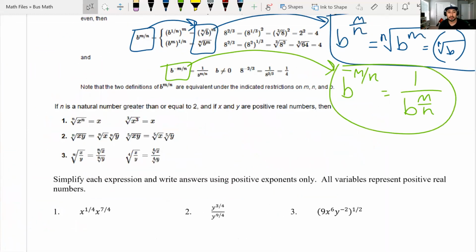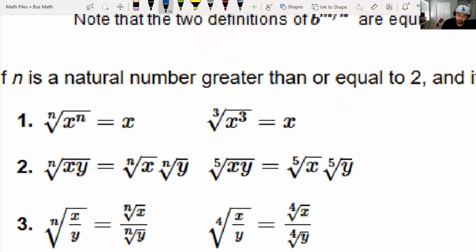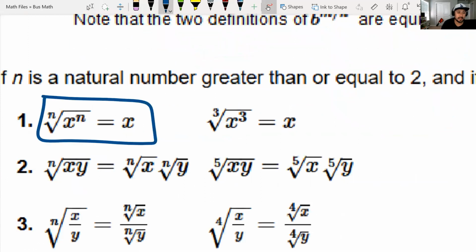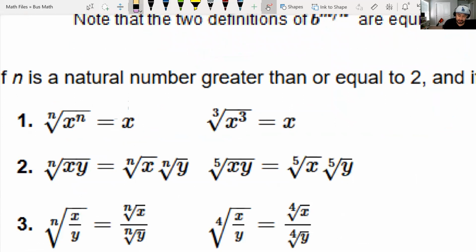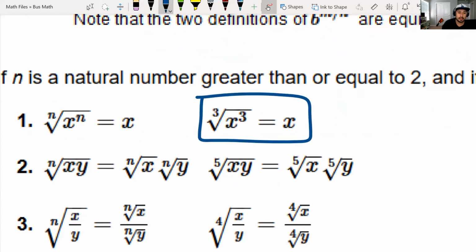And then more properties of radicals, not so much exponents, but radicals. The first one says that if you have the nth root of x to the n, so if this index is the same as this power, then they should cancel and just leave you with x. That's all that is saying. So to make sense of that, look at this example here. Here you have the cube root of x cubed. This index is the same as this power. So they essentially cancel and leave you with x. That's it.